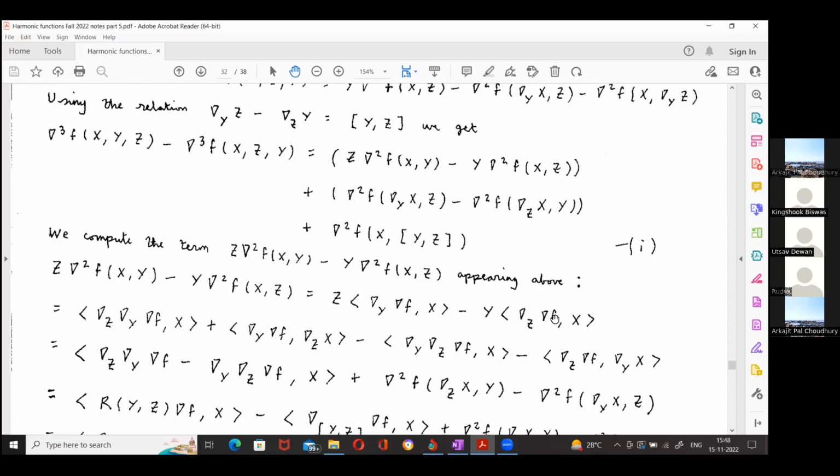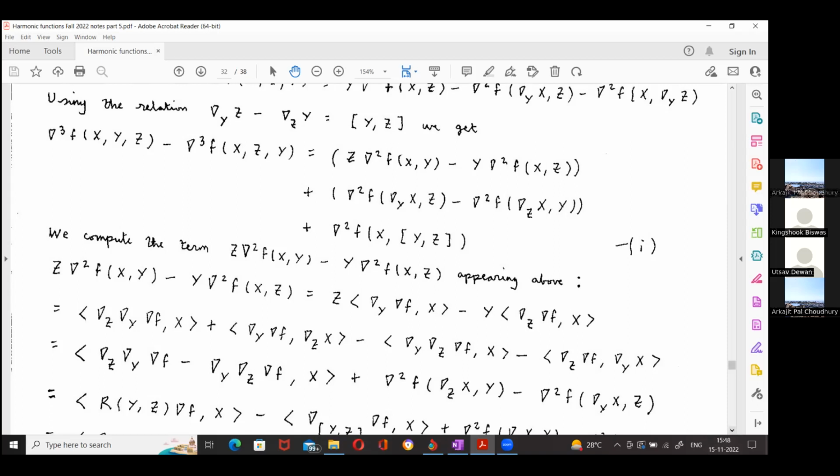Minus y acting on this inner product will be a sum of two terms, right? So what will I get? I'll get nabla z nabla y grad f x plus grad y nabla y grad f nabla z x minus, here I'll get a nabla y, nabla z, grad f inner product x, minus nabla z grad f, nabla y x, right? This y is going to act on the x here.